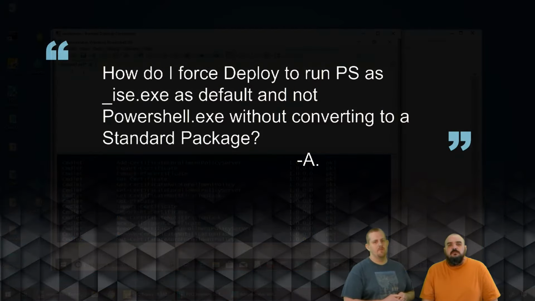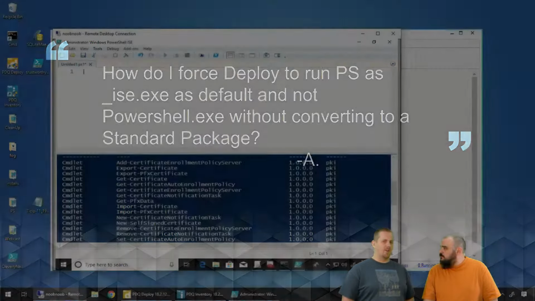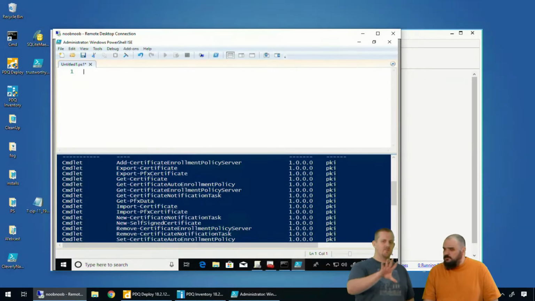Dear Chris and Jordan, how do I force deploy to run PowerShell as ise.exe as default and not PowerShell.exe without converting to a standard package? Sincerely, A. I'll admit, I'm really confused. Why does that happen? ISE is more of an interactive thing, whereas PowerShell is in the background. You can run that regardless of having an actual user shell.